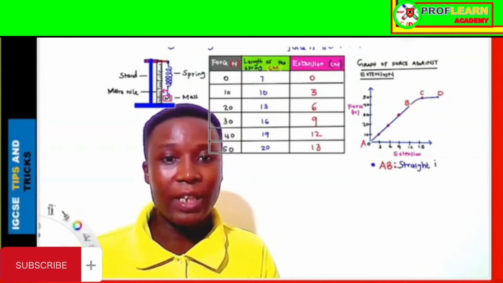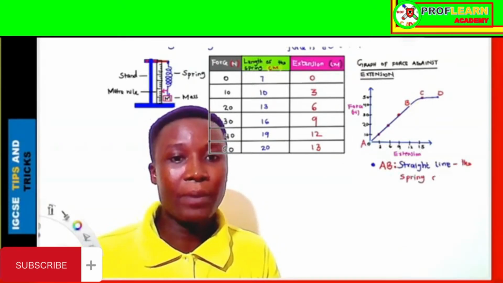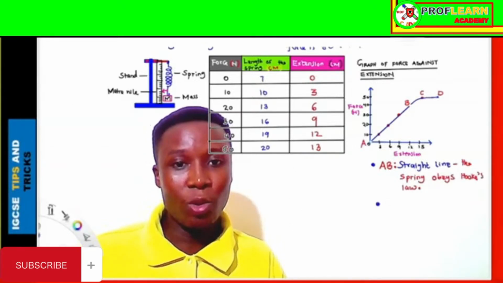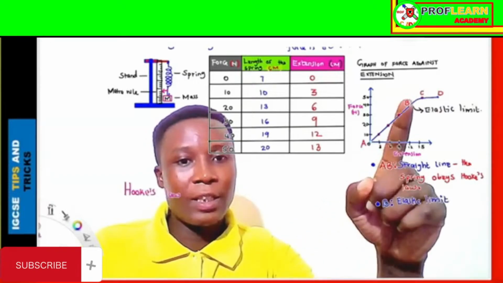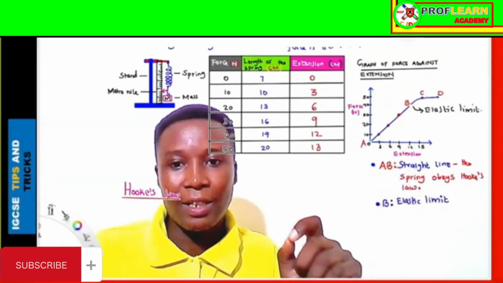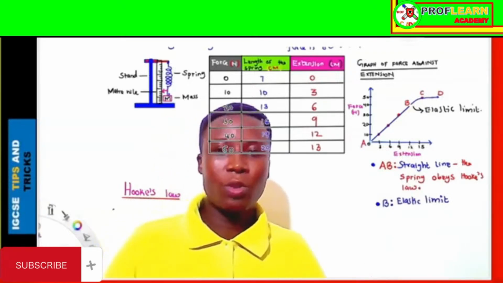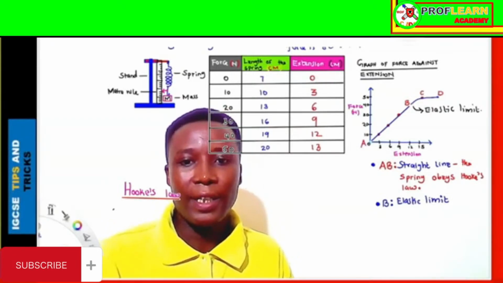Anytime you are given an exam, you may be asked, what does the region AB mean or represent? That region tells you that the spring obeys Hooke's law. And you may also be asked what B represents. That point B is called the elastic limit. Now at this point we need to state Hooke's law, because Hooke's law is a law that tells us how force and extension relate.